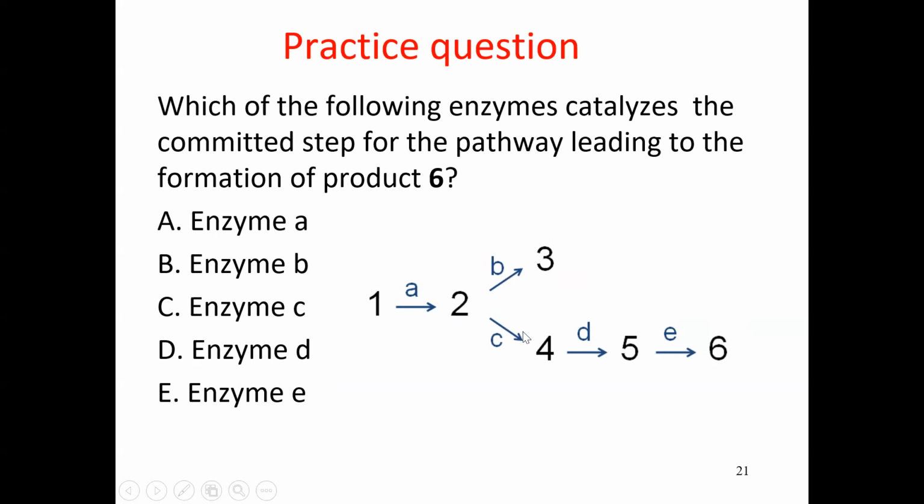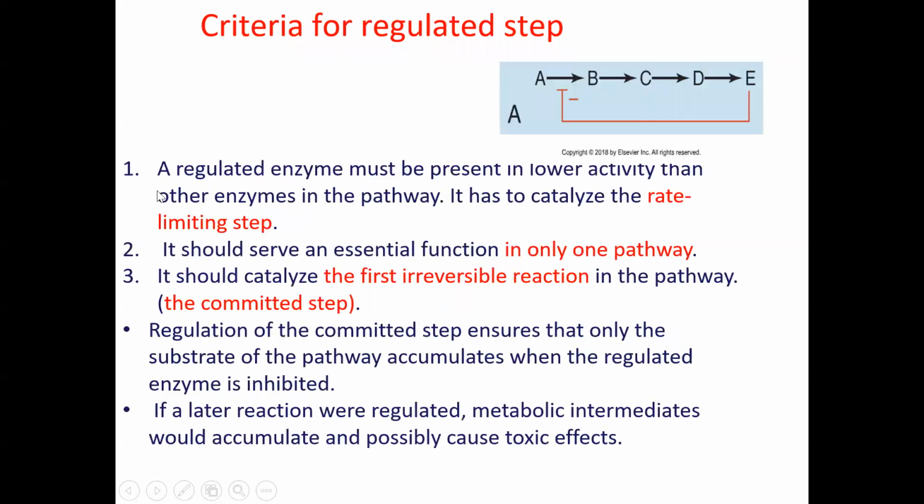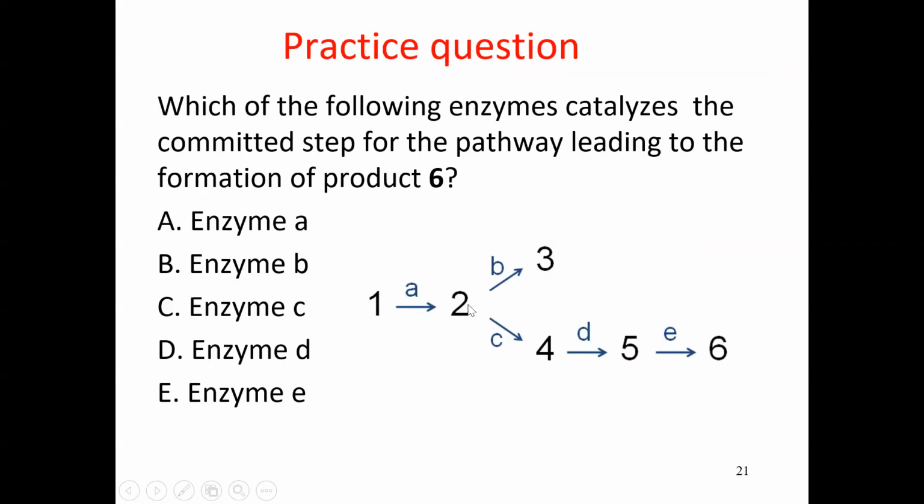It's the first irreversible. So here we have two options. That's why C is the first irreversible reaction, and it's going to commit the pathway into making 6. So for now, remember that these are the criteria for regulated step. It has to be the rate limiting, the slower enzyme. It has to be unique for this pathway, and it has to catalyze the first irreversible reaction. So why here do I control C and not D or E?